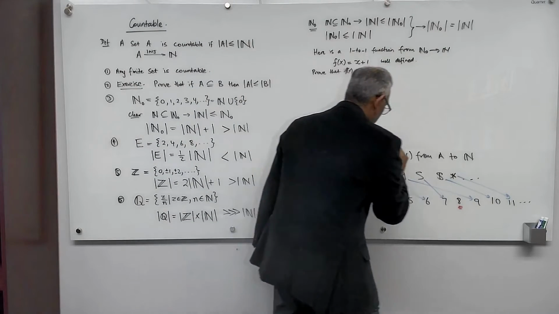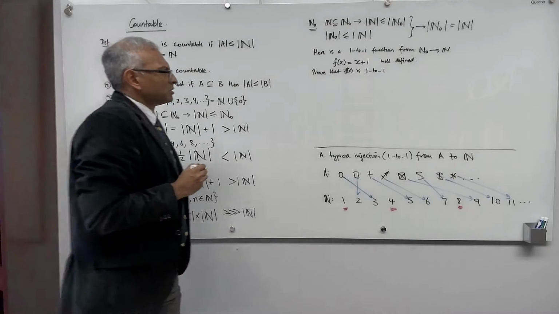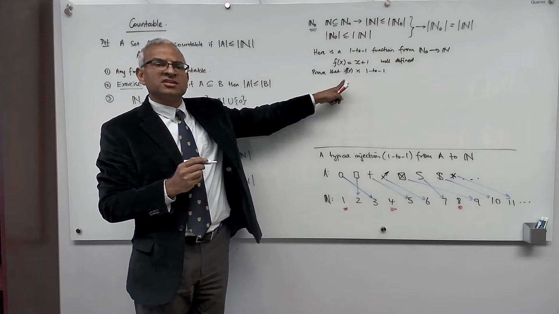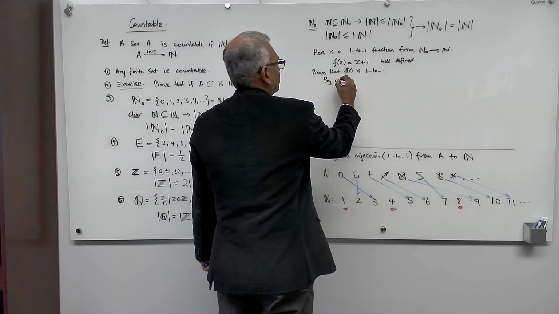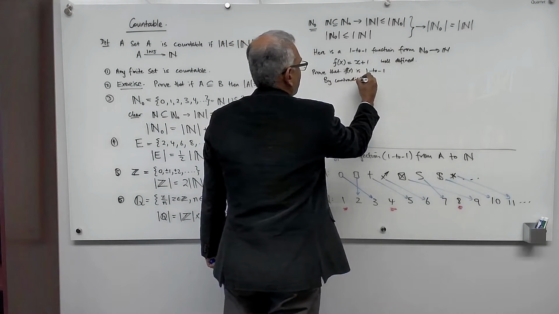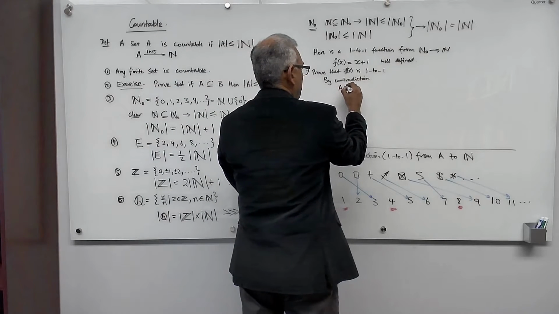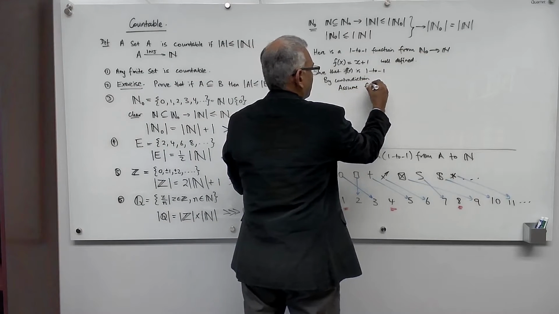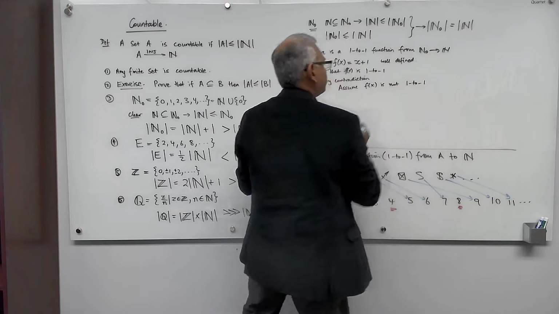So let me make sure I don't erase that. Okay, so we prove such things. We prove that a function is an injection typically by contradiction. So let's assume it's not an injection. So assume f of x is not 1 to 1.